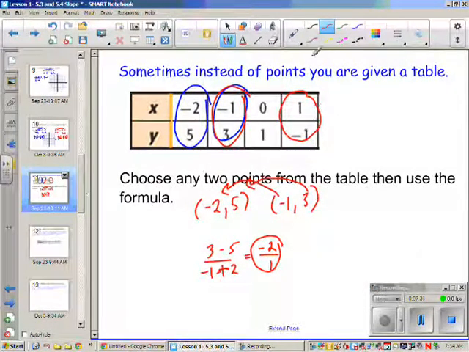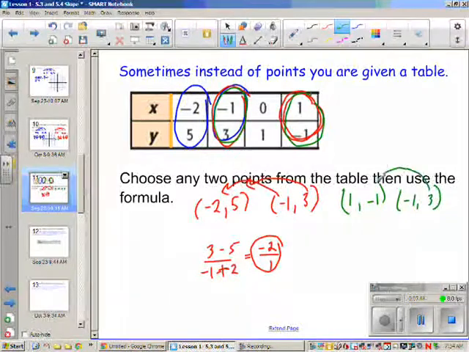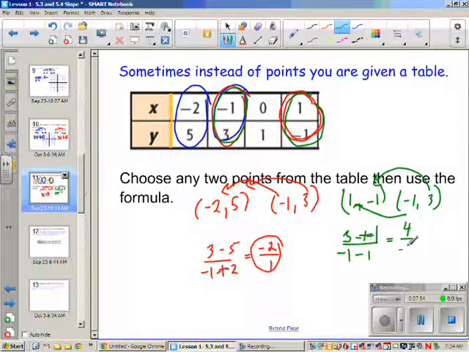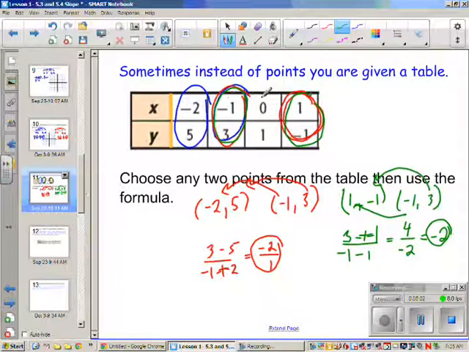Now watch if I choose these 2 points. The 1, negative 1 and the negative 1, 3. Let's see if I get the same slope. So I'm going to take 3 minus negative 1 over negative 1 minus 1. Turns into a positive, that's 4. And negative 1 minus 1 is negative 2. I still get a slope of negative 2. So it does not matter which 2 points you choose, as long as these are points on a line.